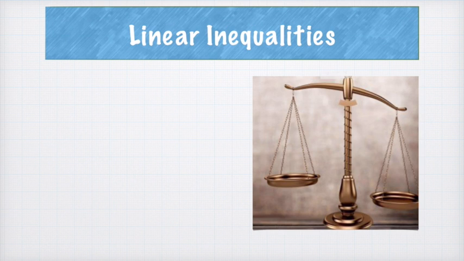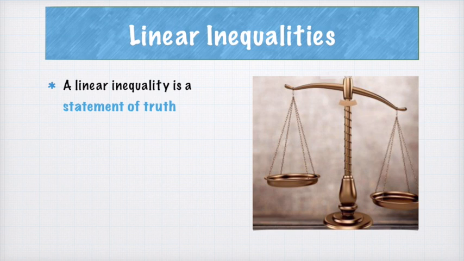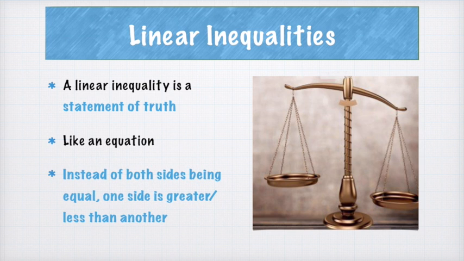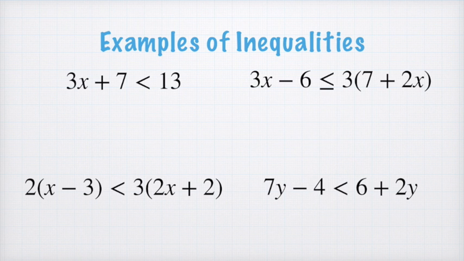A linear inequality is just a statement of truth. Just like an equation is a statement of truth, an inequality is a statement of truth in mathematics. So it's like an equation in that it's a statement of truth. The difference is, though, that instead of both sides being equal to each other, one side is greater than or less than another side. So here's some examples of some inequalities.